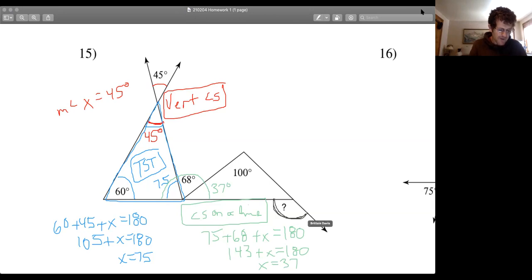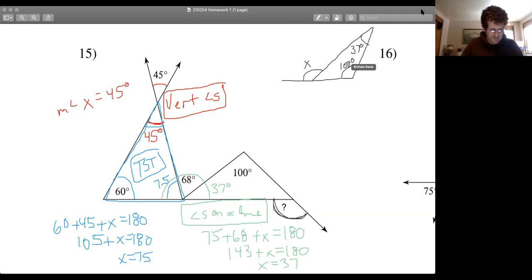If I rotate this diagram, I'm going to show this diagram rotated around. Here's the unknown angle x. Here's my 37 degrees, and here's my 100. If you rotate that about 90 degrees clockwise, you can see that it's the same diagram.